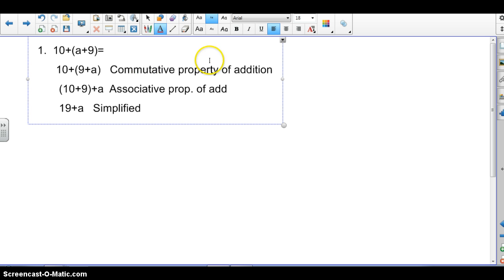Okay, to show the commutative property of addition, it would have been written as 10 plus 9 plus a in parentheses. Then the associative property of addition would have been 10 plus 9 plus a. In other words, putting the numbers together and leaving the variable out. Simplified, you're just doing 19 plus a.